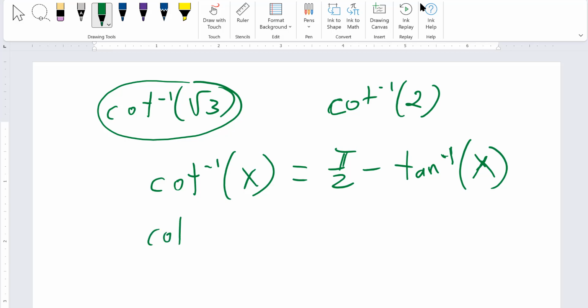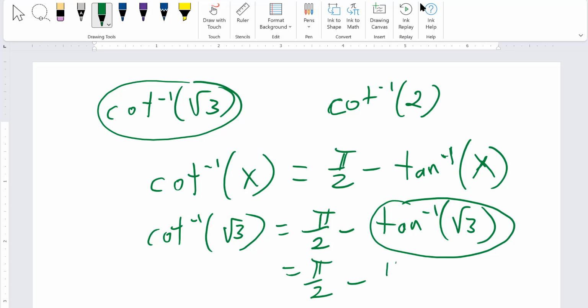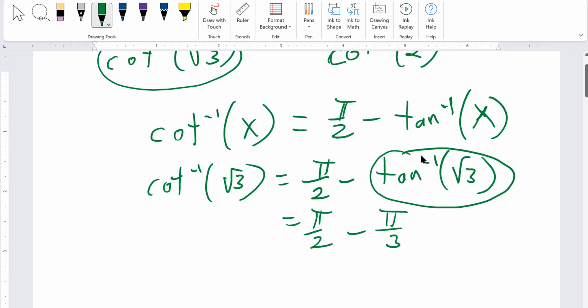So the inverse cotangent of the square root of 3 would be pi over 2 minus the inverse tangent of the square root of 3. That's pi over 2 minus the inverse tangent of square root of 3, which is pi over 3. And then if you do the math, you will see that pi over 2 minus pi over 3 ends up being pi over 6. And that is the answer. The final answer to that one is pi over 6.